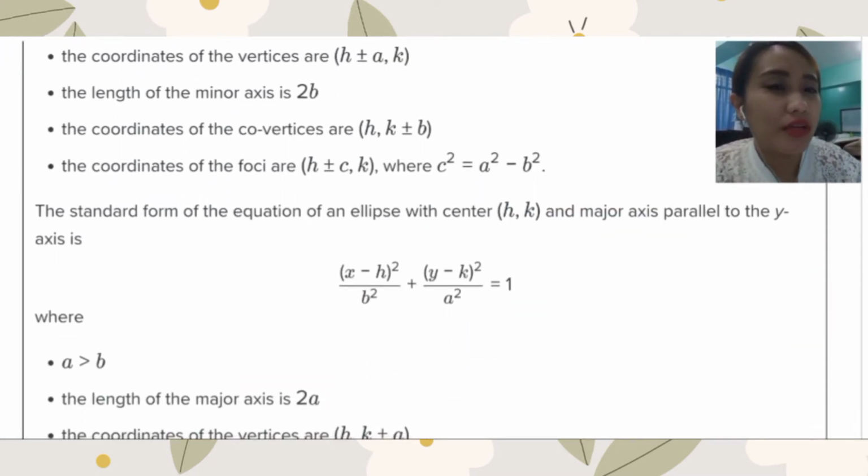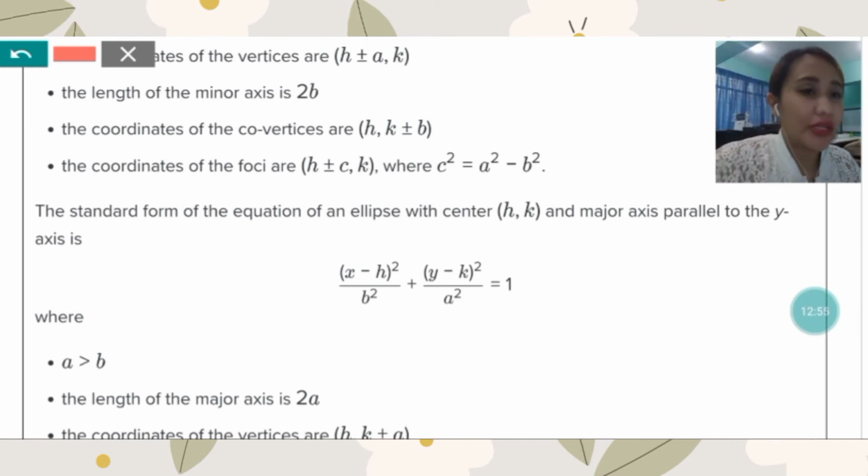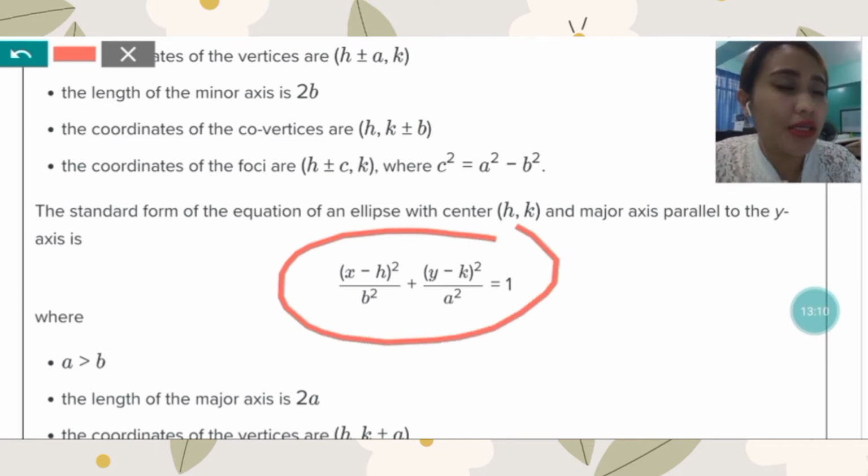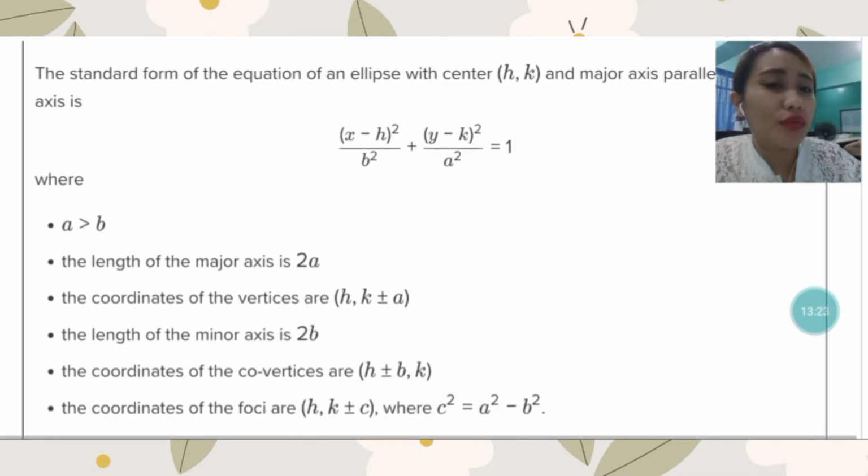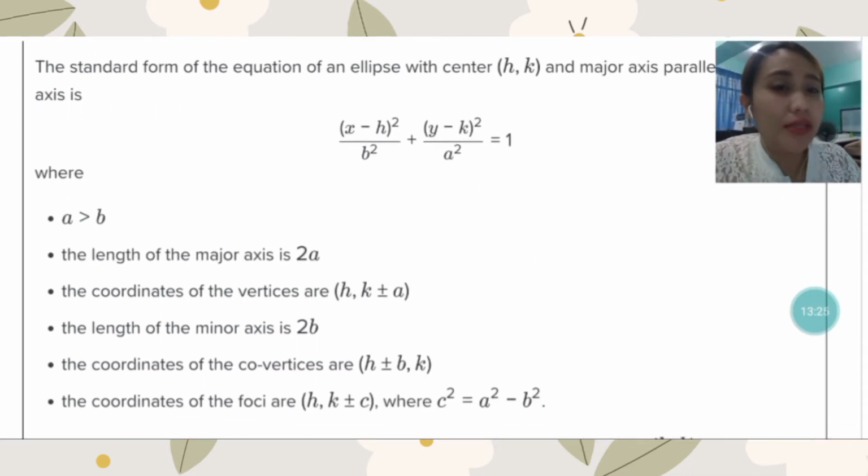Next, we have the standard form of the equation of an ellipse with center (h, k) and the major axis parallel to the y-axis. This time, this is a vertical form of ellipse. The standard equation is (x minus h) squared over b squared plus (y minus k) squared over a squared is equal to 1, where, of course, a is greater than b, since the major axis is always greater than the minor axis.